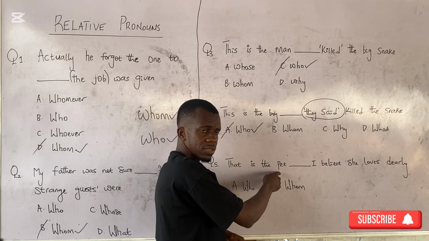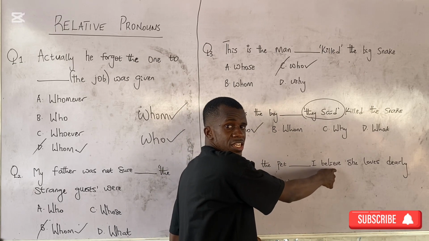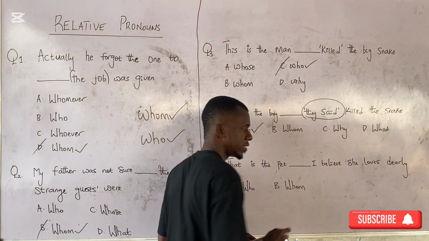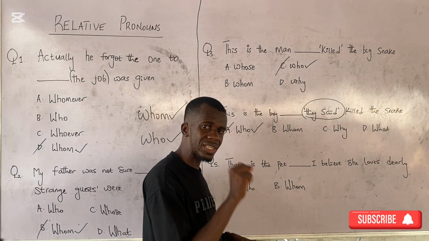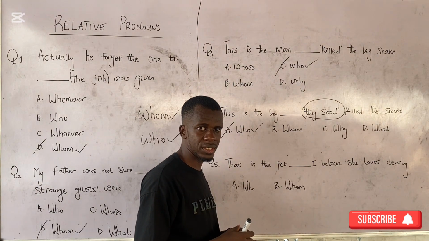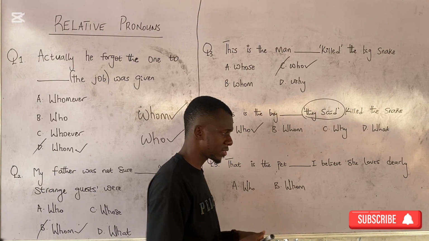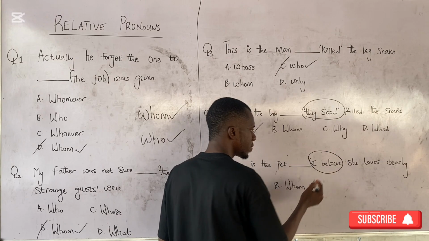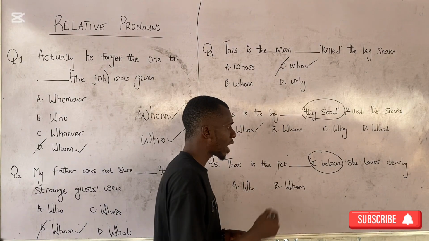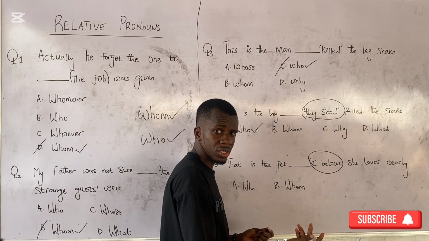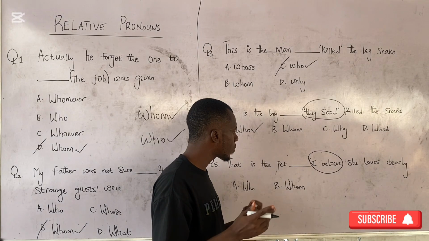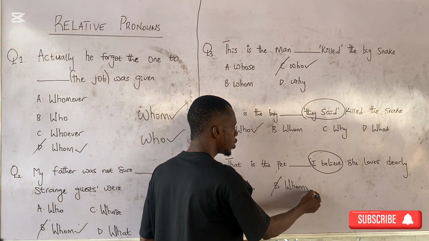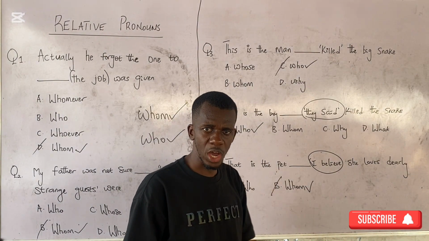So let's do the same here. That is the pet dash I believe she loves dearly. Locate your parenthesis. I believe. Are we there? Now, what's the next word here? She. That's a pronoun, meaning I will have to make use of WHOM. I hope we got that.